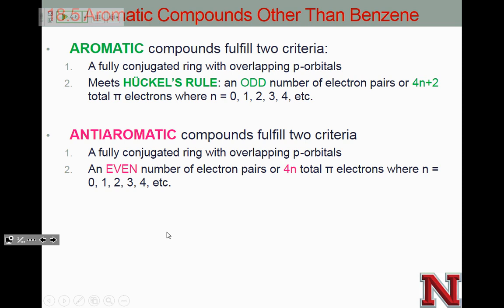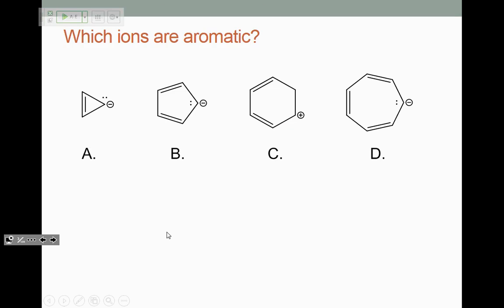And anti-aromatics are also a fully conjugated ring with overlapping p orbitals, but they have 4n pi electrons. And they're extra unstable, whereas aromatics are extra stable. Everything else is just non-aromatic. So we're going to talk about other types of systems than just the straightforward benzene.